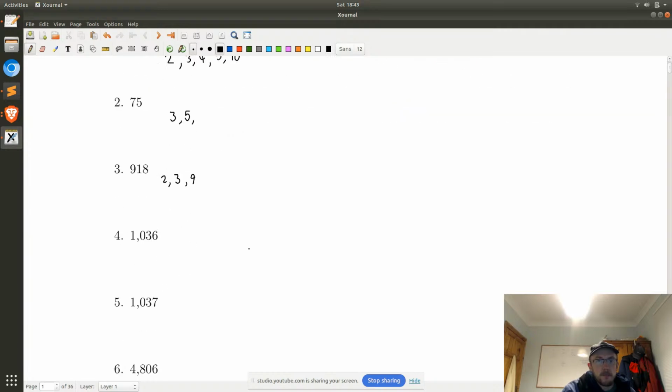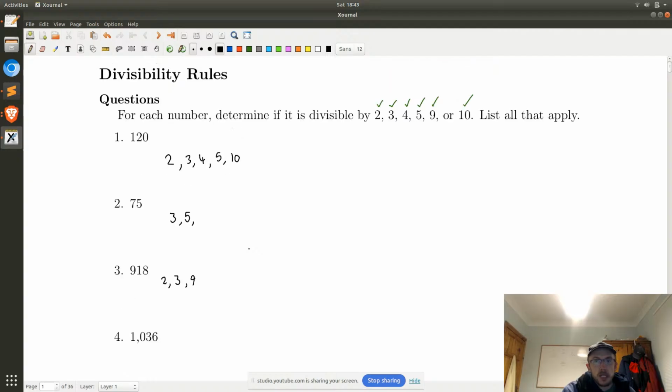I will add to this list 6. And here's why and here's how. If something is divisible by 3 and it is even, then it is divisible by 6. That's a simple divisibility test for 6.